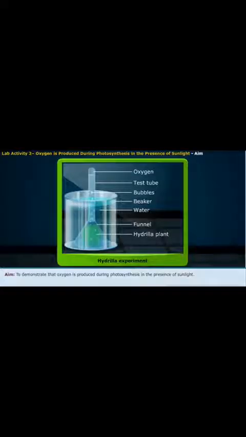This activity is to show the production of oxygen during photosynthesis in the presence of sunlight. The materials required for this activity are beaker with pond water, Hydrilla plant, stemmed funnel, test tube. Consider the apparatus shown in the image. Take a beaker and fill it with pond water. Place a water plant like Hydrilla or Elodea inside the beaker and cover it with a short-stemmed funnel.